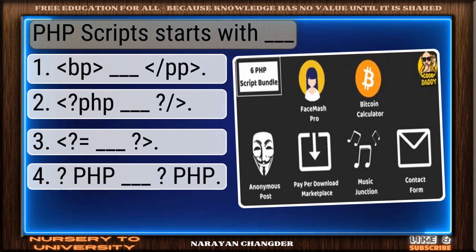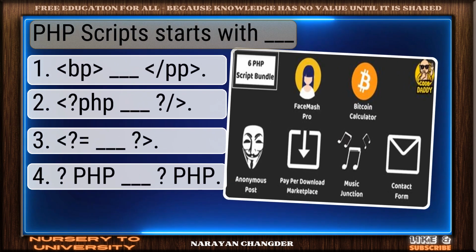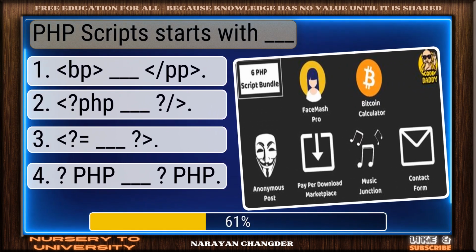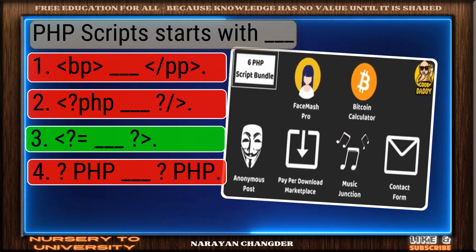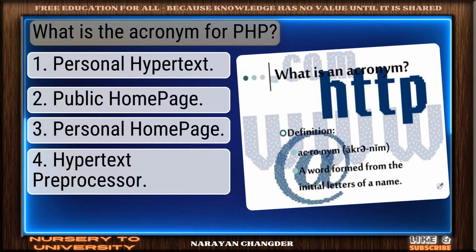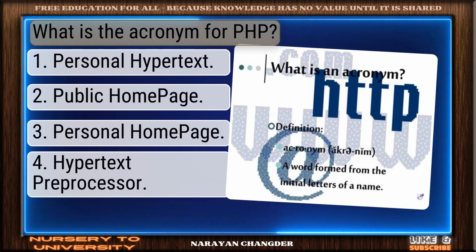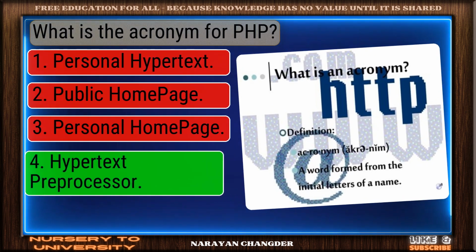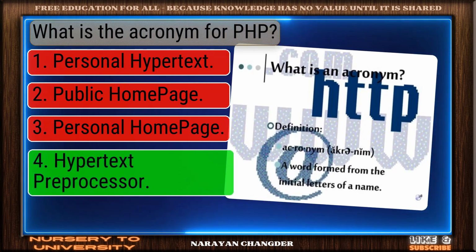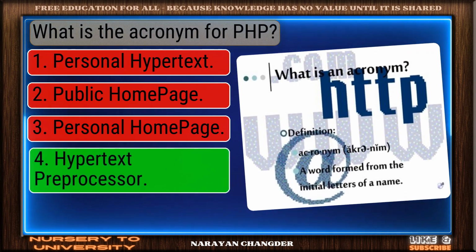Question number 61. PHP scripts starts with dash. Right again. Equal to dash. Tree is a valid answer. Question number 62. What is the acronym for PHP? Correct response. Hypertext Preprocessor is the most accurate answer.